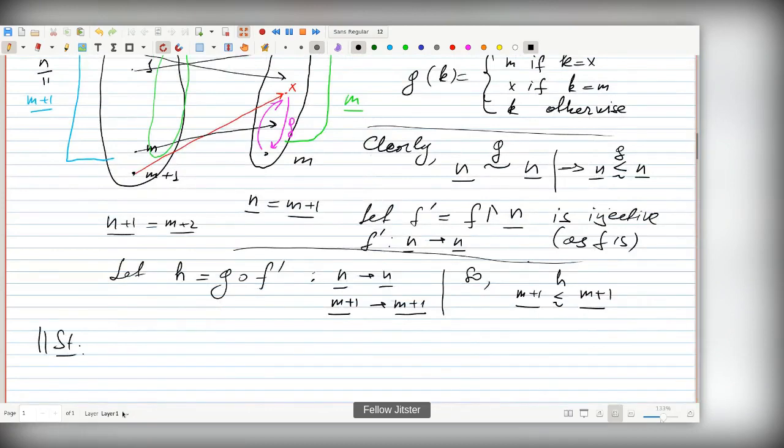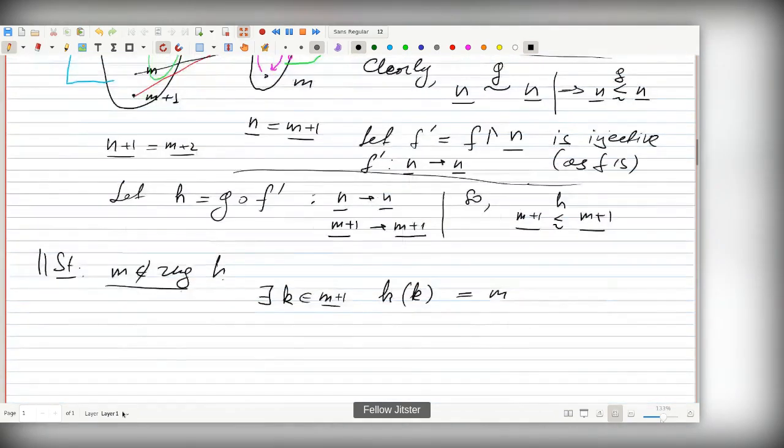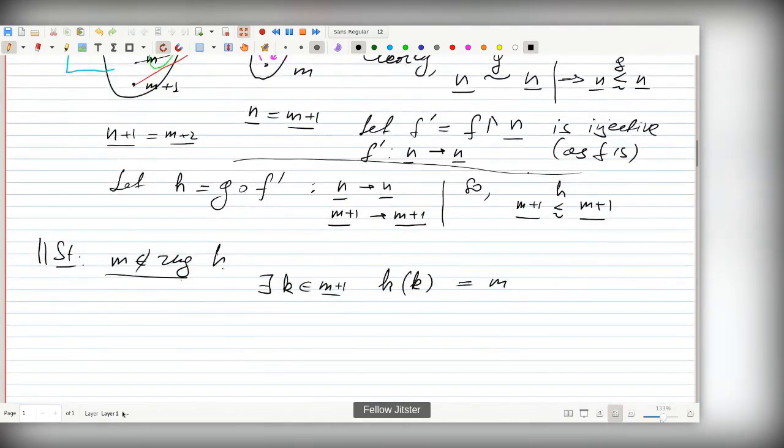My statement will be as follows. M does not belong to the range of h. Okay, from the contrary, assume that there indeed exists some k in m plus 1 underlined, of course, such that h of k equals m. What do we have then? What is h? H is a composition of f prime and g.